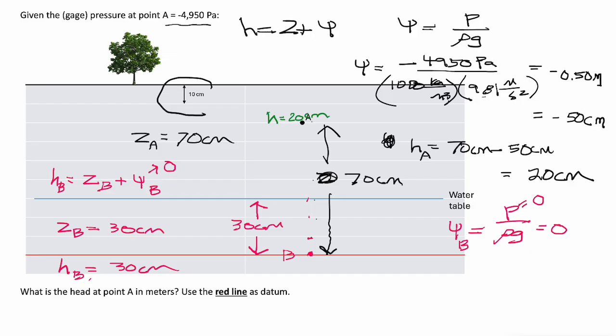So these are my two values. Head here in green is equal to 30 centimeters. The head at point A, right up here, was 20 centimeters, and so water is going to flow from high head to low head, from 30 to 20. It's going to flow up like that. There's my solution.